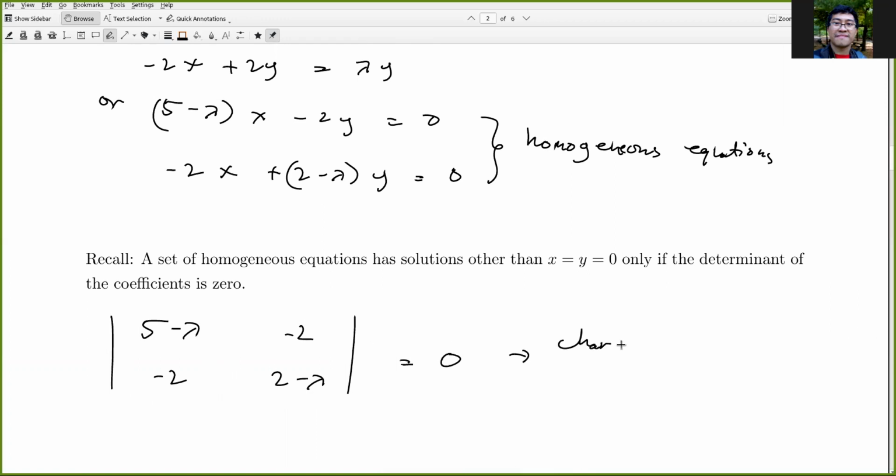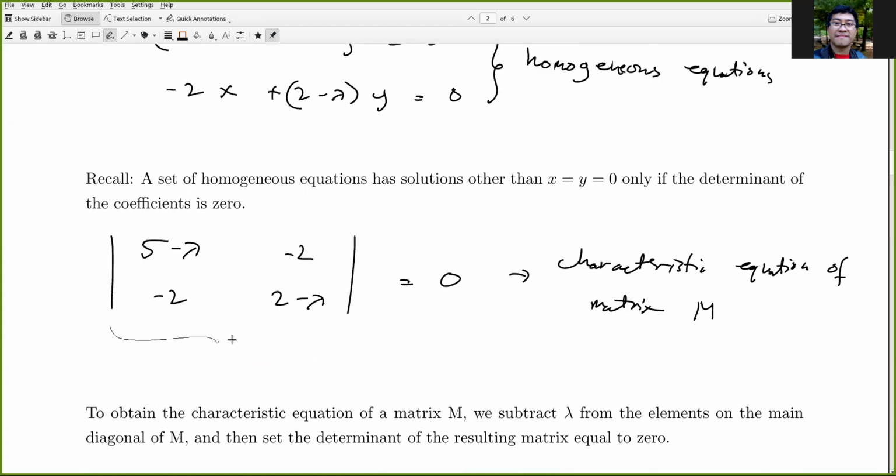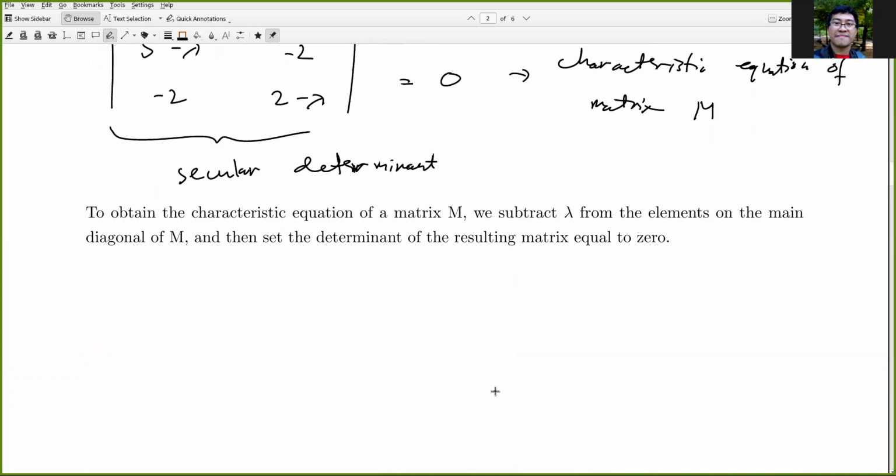So this is our characteristic equation of matrix M. Basically, this is just matrix M. You add minus lambda on the diagonals and then take the determinant. This determinant is called the secular determinant. To obtain the characteristic equation of matrix M, we subtract lambda from the elements at the main diagonal and then set the determinant of the resulting matrix equal to 0.